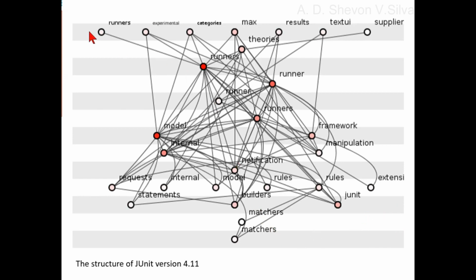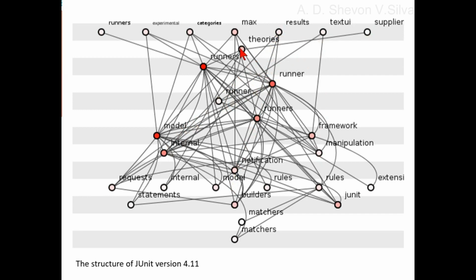Here you can see runners interacts with runners, and here experimental interacts with model, runners and runner. Here categories interacts with model, runners, framework and runner. Here max interacts with runner, notification, runners, and runner. Here results interacts with internal, model and runner. Here text UI interacts with runner, framework.